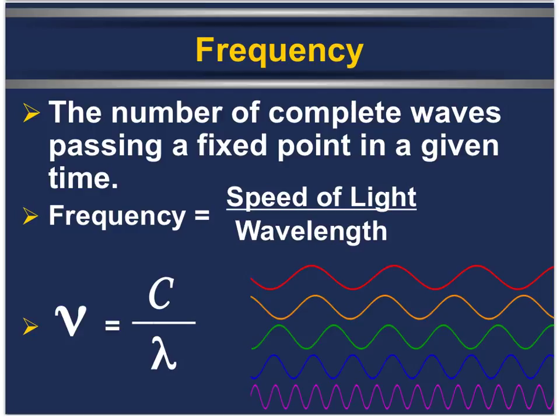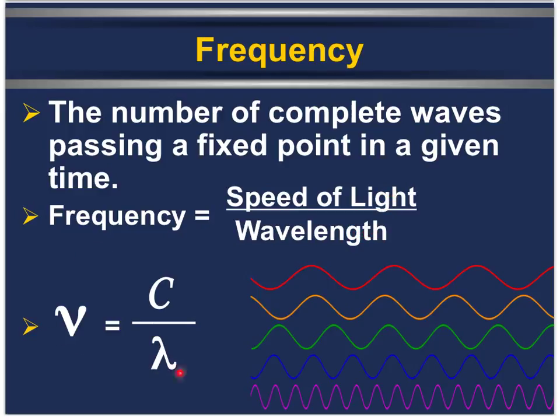The last variable to talk about here is frequency. Frequency is the number of complete waves passing a fixed point in a given time. That's a much better definition than I gave you earlier. When we have frequency, we can measure it by taking the speed of light over the wavelength. So how fast is it traveling, divided by the wavelength.